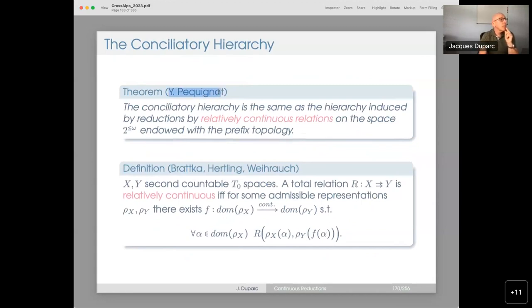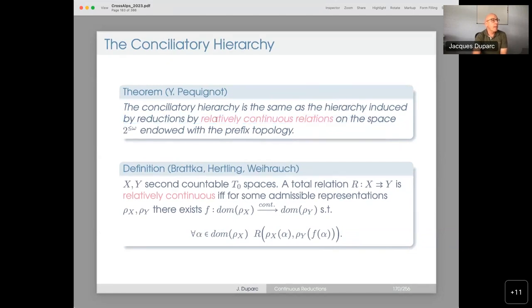So this result by Jan Pequignot says that the set of finite and infinite sequences of zeros and ones endowed with the prefix topology, right? This means a basic open set is a finite sequence extended by anything. It yields that the conciliatory hierarchy, let's say for Borel subsets, is the same as the hierarchy induced by reduction by relatively continuous relations on this space.